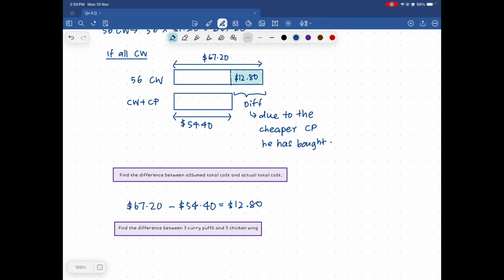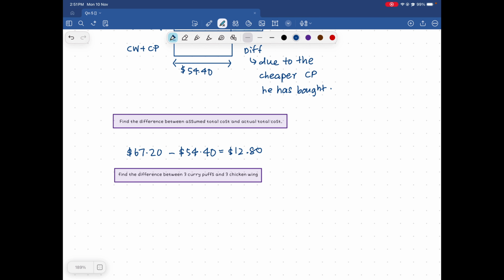Next, to find out how many curry puffs I bought using this difference here, I need to find the difference between 1 curry puff and 1 chicken wing. However, like I mentioned at the start of this video, the cost of a curry puff is a recurring number. It's not exact. It's difficult to deal with. So instead of finding the difference in cost of 1 chicken wing and 1 curry puff, I will find the difference in cost of 3.